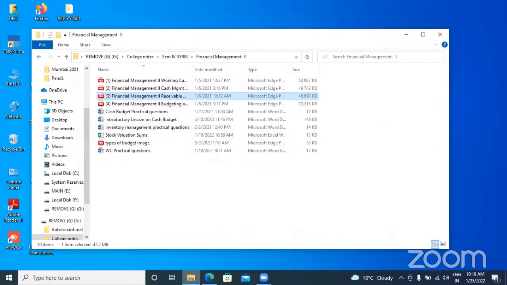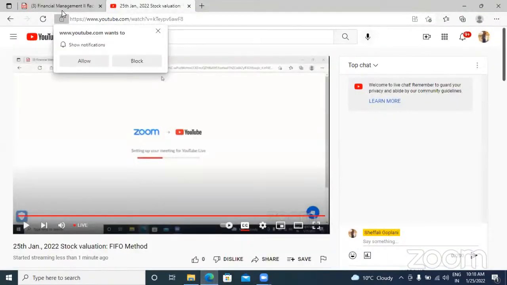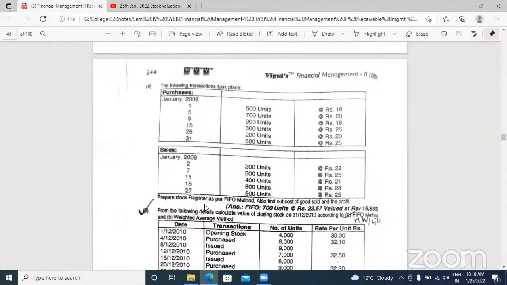Okay, so let's begin now. I hope my screen is clearly visible. Yes, ma'am. So this is question number 4 of stock valuation FIFO method, unsolved question. PDF page number 46 and sum number 4.